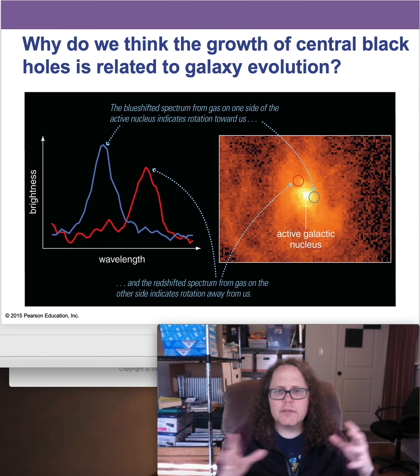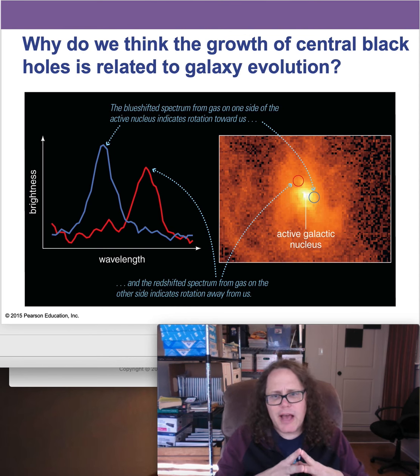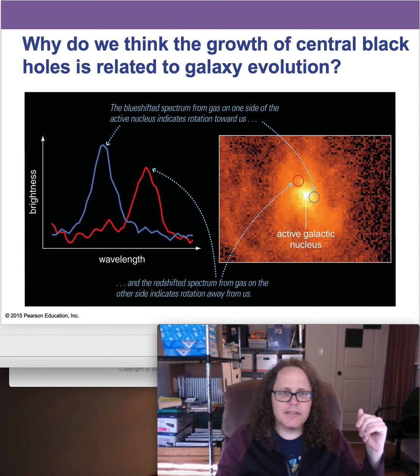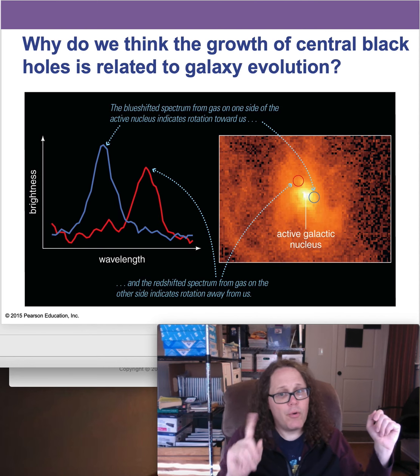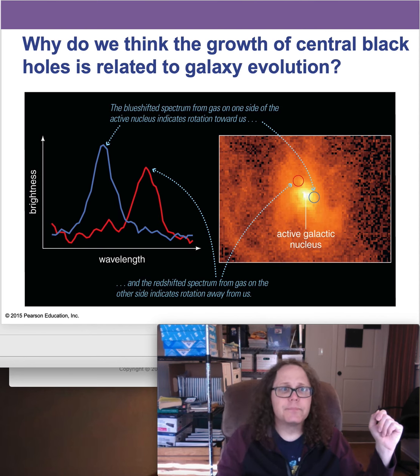Black holes are a big part of the galaxy evolution, we think. There are reasons to suggest that a black hole grows with the galaxy, though that is not certain. One way that we measure the mass of a supermassive black hole at the center of a galaxy is by looking at the accretion disk.